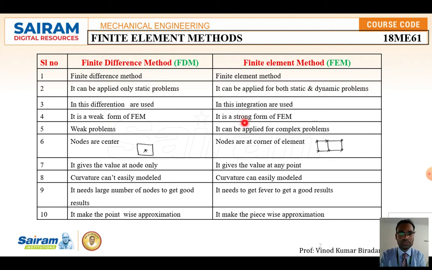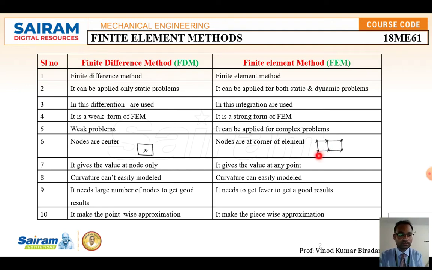Coming to the finite element method, it can be used to solve complex problems. Complex problem means highly complicated problems, which we can solve by the finite element method. Coming to the sixth difference, the nodes are at the center in FDM. Look at the element: here the nodes are present at the center. But in FEM the nodes are at each corner of the element, so that we get better results. Nodes are located at the corner of each joint or discontinuity of the element.